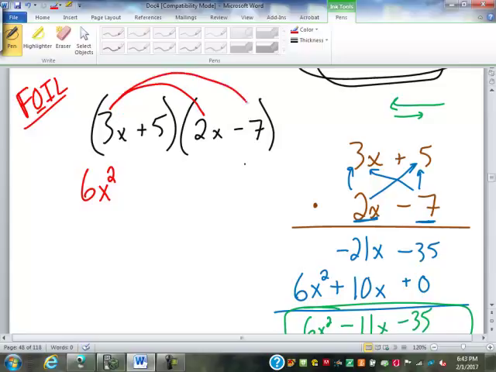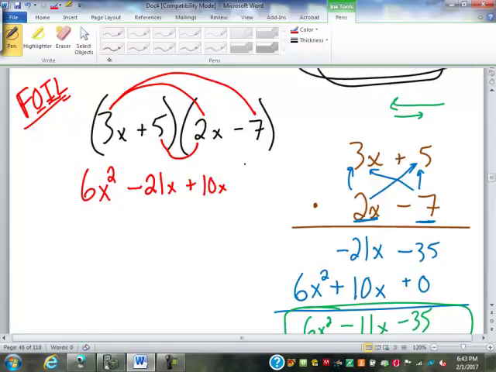Outside. So you multiply the outside two digits. 3x times negative 7, which is negative 21x. What's the I stand for? Inside. So you multiply the inside two digits. 5 times 2x? 10x. Positive 10x.